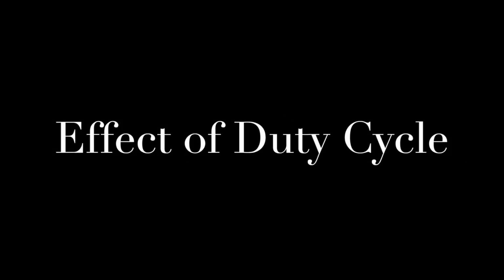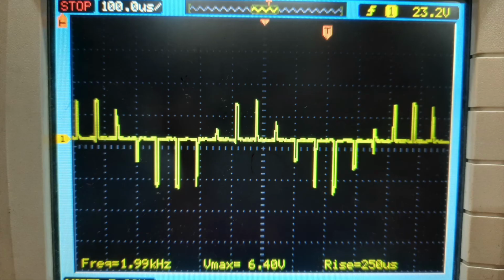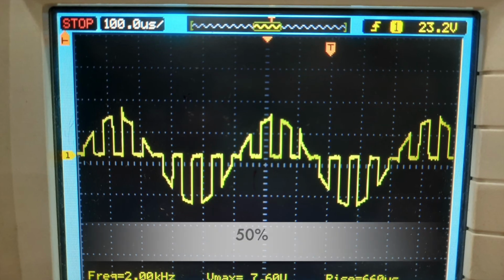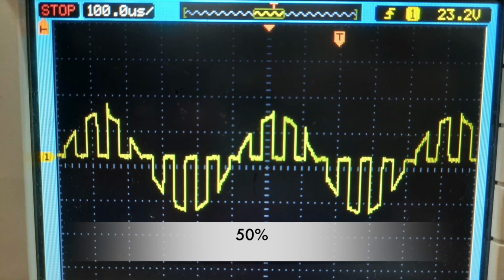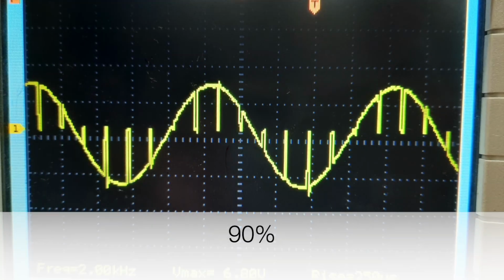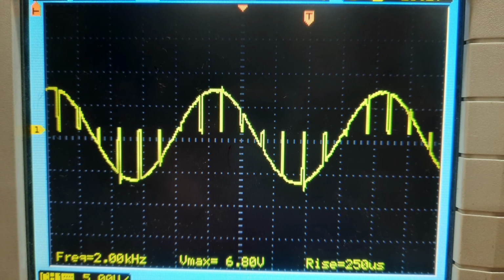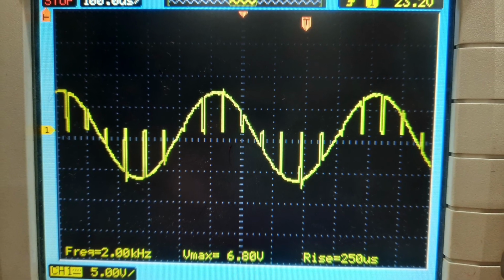The duty cycle describes the amount of time the signal is in a high state as a percentage of the total time it takes to complete one cycle. Here you can see the different effects of the duty cycle. We have a 10% duty cycle, a 50% duty cycle, and a 90% duty cycle. In each case, the signal will get reconstructed at the receiver's end, and the power consumption varies from duty cycle to duty cycle.